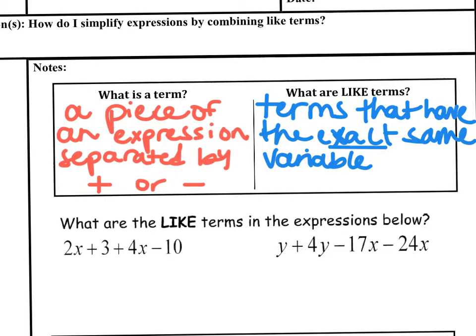Terms, if you look at these examples down here: 2x is a term, positive 3 is a term, positive 4x is a term, negative 10 is a term. They're all separated by addition or subtraction. Those are what we call terms. Like terms are when they're alike, and so you can simplify by combining them. I'm going to write 2 examples of like terms up here.